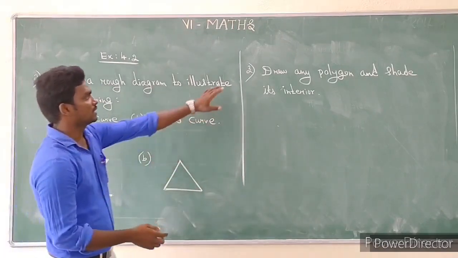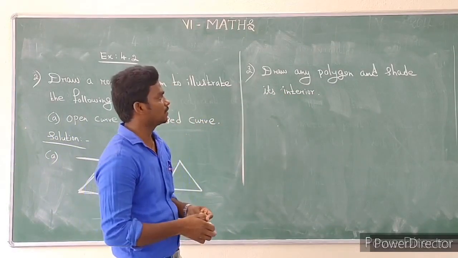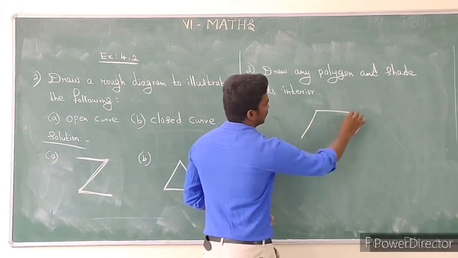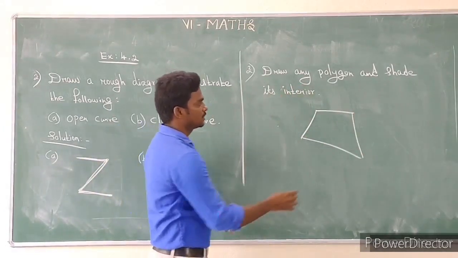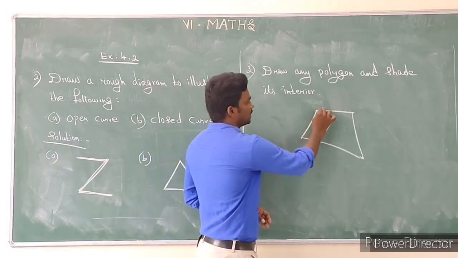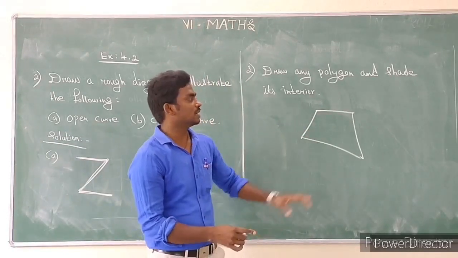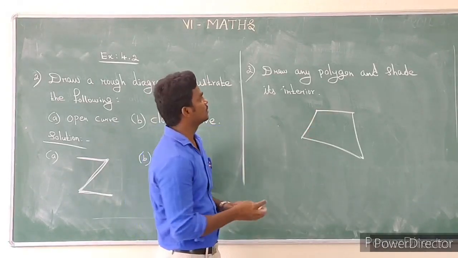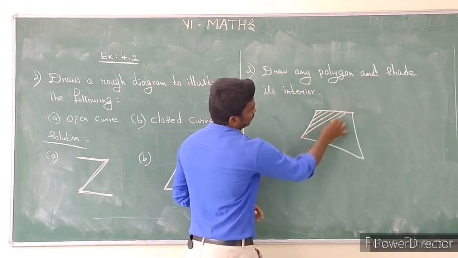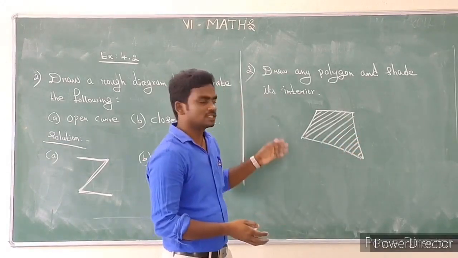Next question: draw any polygon and shade its interior. This is a quadrilateral. Is this a polygon or not? Yes, this quadrilateral is a polygon because it is a simple closed figure made up of only line segments. A polygon is a simple closed figure entirely made of line segments. So it is a polygon. Draw any polygon and shade its interior. We want to shade this interior. You can draw any other polygon and shade its interior points, right?